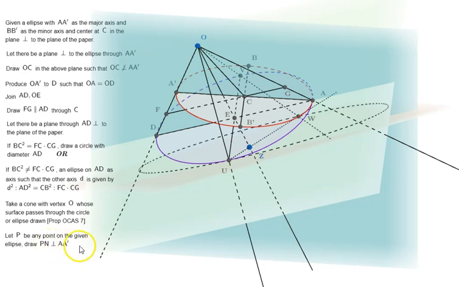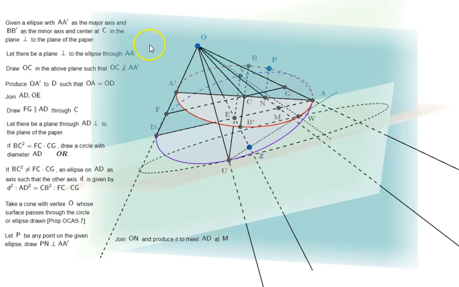Let P be any point on the given ellipse. Let's say this is the point P. Draw PN perpendicular to AA'. So PN is perpendicular to AA'. Join ON and produce it to meet AD at M. And let's join OP and extend it. Through M, draw HK parallel to AA'.